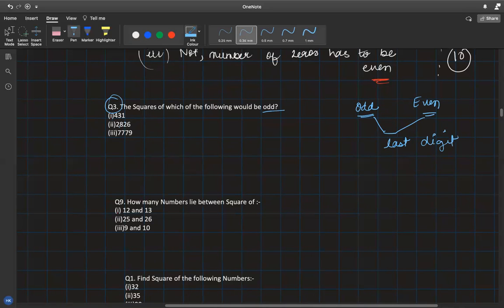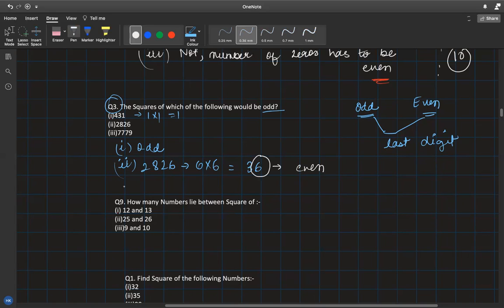So you see 431, 2826 and 7779. In the first, 1 multiplied by 1 gives 1, so the square of the first number is going to be odd. Second, we have 2826. This becomes 6 into 6, which is 36. You only have to look at the last digit, which is 6, so the square of this number is going to be even.